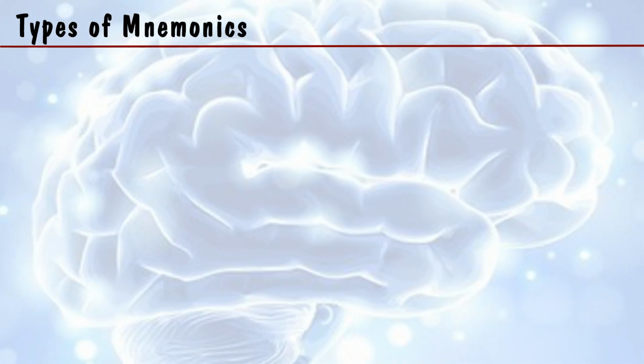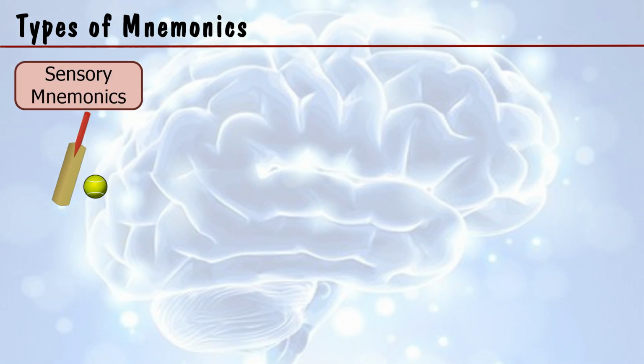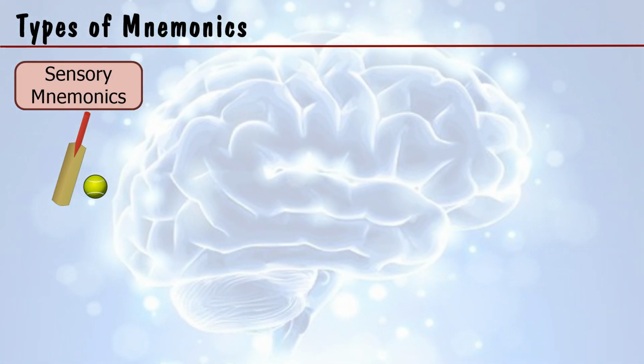Broadly, we can say that the types are: sensory mnemonics are those entities that utilize some of our senses like visual sense, sound sense, etc. Bat ball for 10 is a sensory mnemonic utilizing the visual sense. Sensory mnemonics act like a peg in the memory and your information is like a rope attached to that peg.